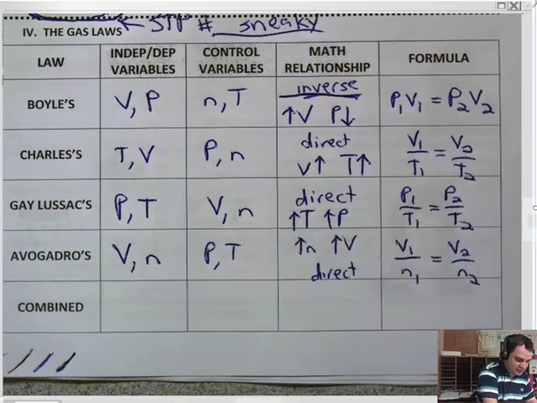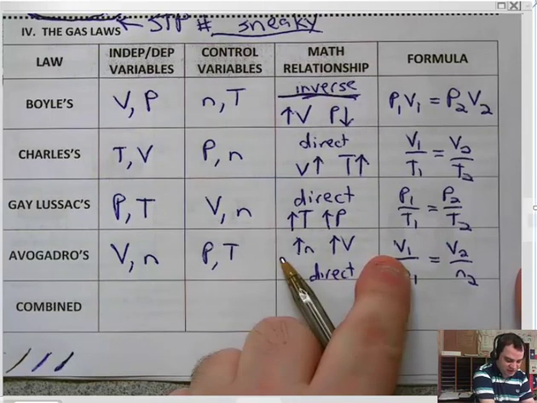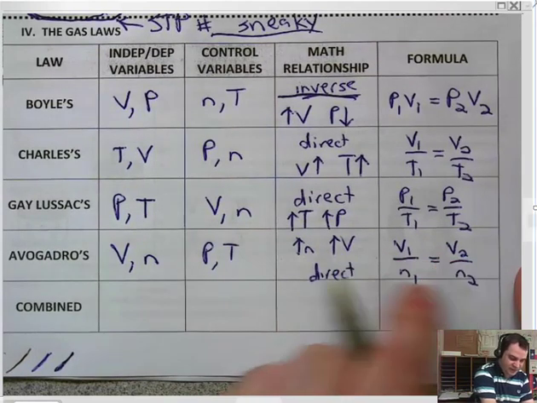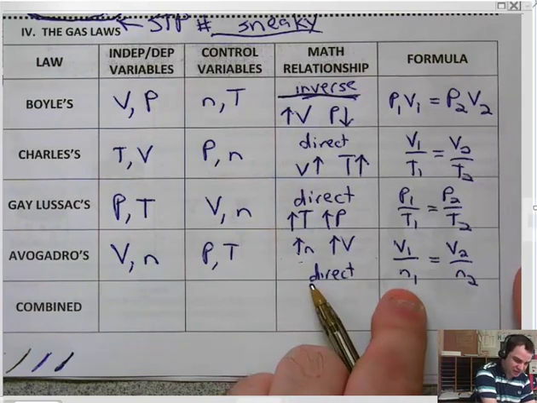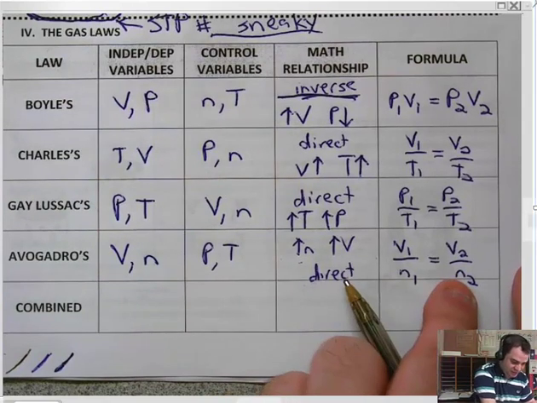Okay? V1 is the first volume, V2 is the second volume. V1 is the initial volume, V2 is the final volume. N1 is the initial moles, N2 is the final moles.